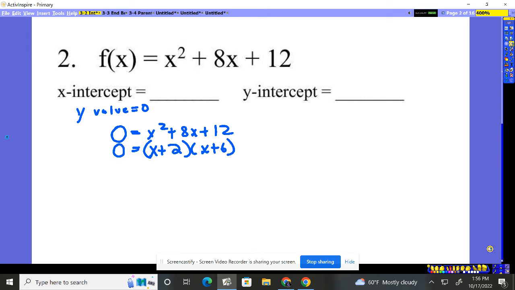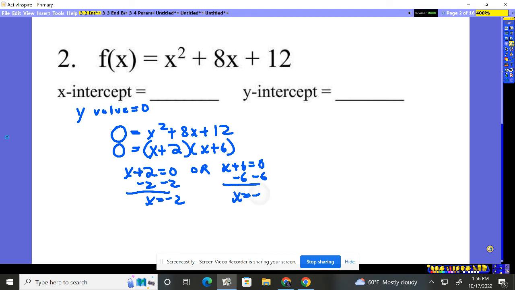That's why we learned to factor the other day. We learned it in Algebra 1, but we practice it again. Now, if I have two things multiplied together to be 0, one of the two must be 0. So x plus 2 must be 0, or the x plus 6 must be 0. Subtract 2, x is negative 2 is one possibility. Subtract 6, negative 6 is the other.